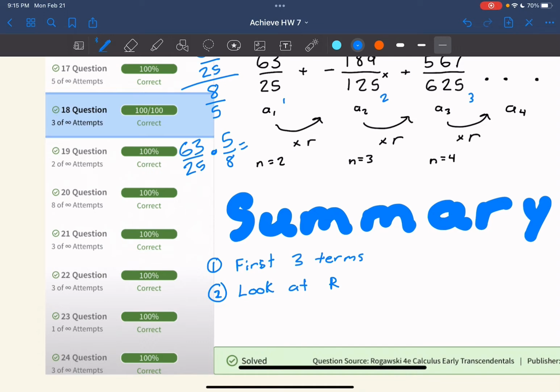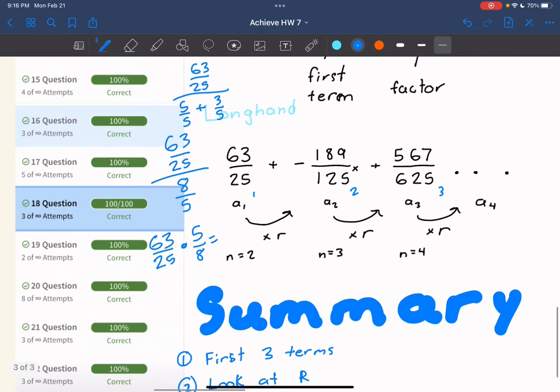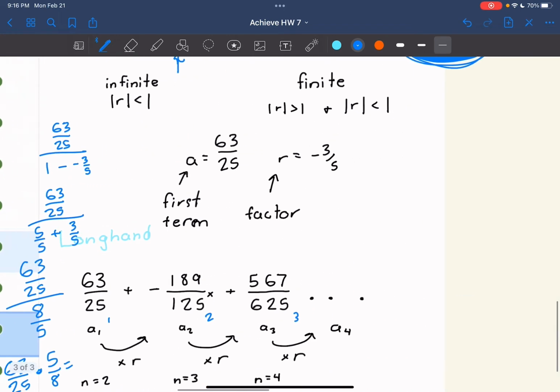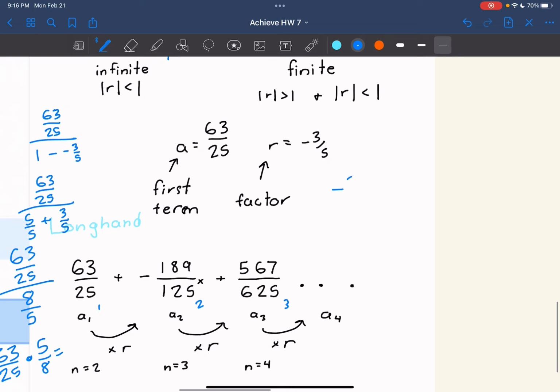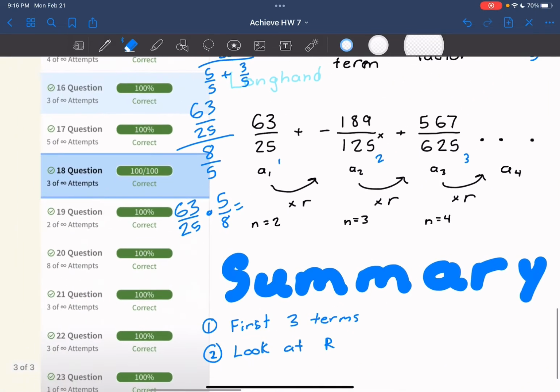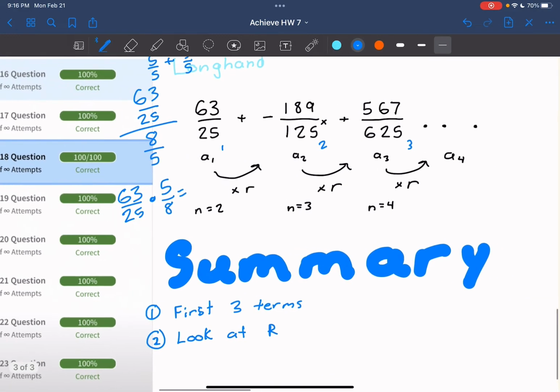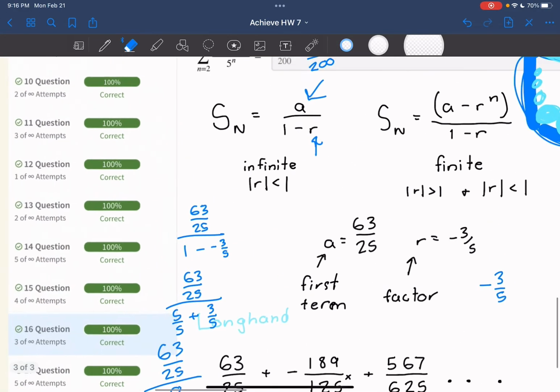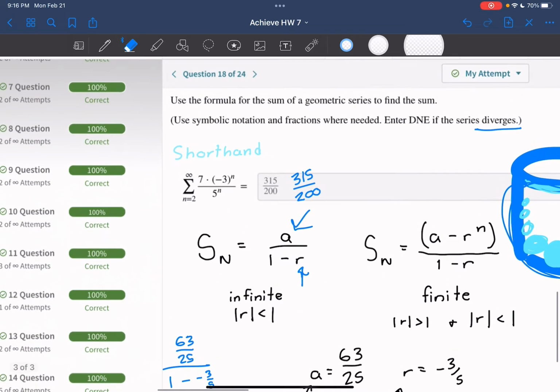And the reason why I say look at R is because we see here that R is, and remember, this is the absolute value. So negative 3 over 5, we're going to look at this as 3 divided by 5. And we're going to say, okay, is this less than or greater than 1? Well, this is going to be less than 1. And so when it's less than 1, then we're going to have an amount that we're going to eventually get to if we're making that infinite amount of trips right here. This is the infinite amount of trips.